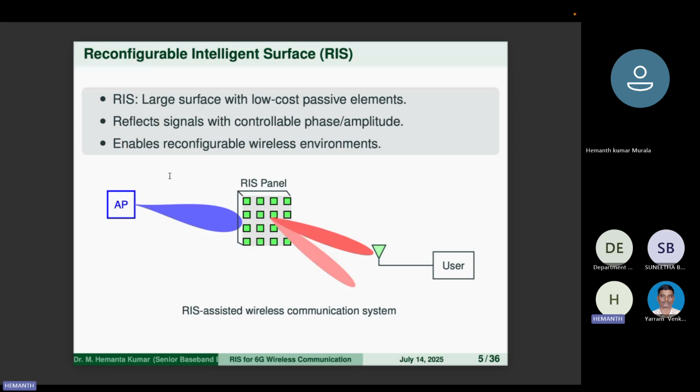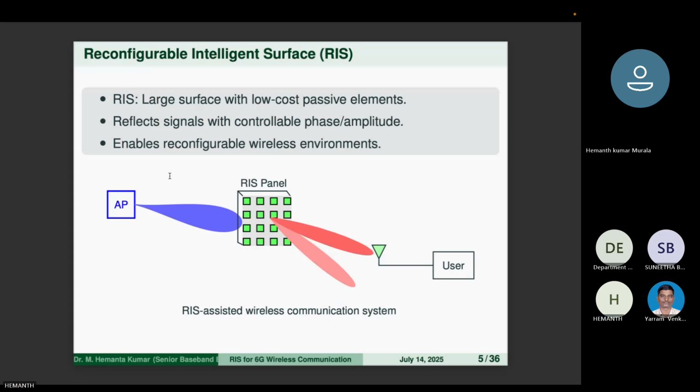RIS is made up of low-cost passive elements. That's the first thing. The second thing is that it can be controlled in the desired direction. For example, this is a reflector. This is the TX, and this is the RX.